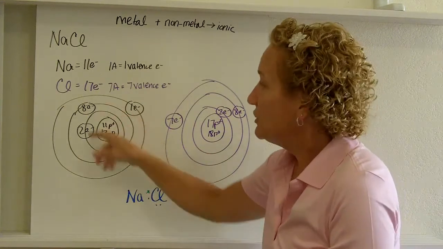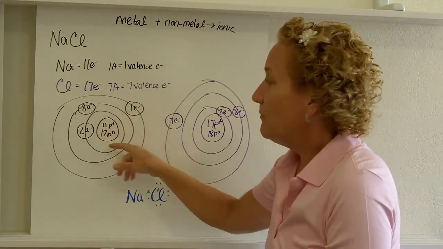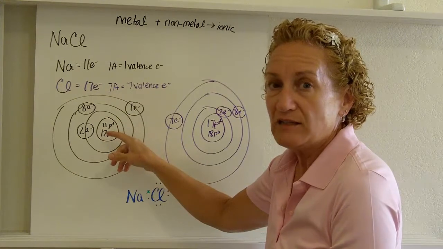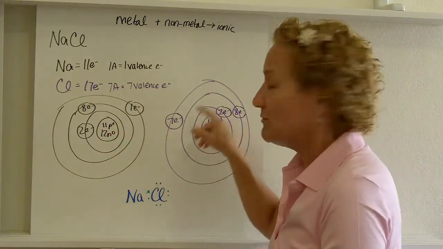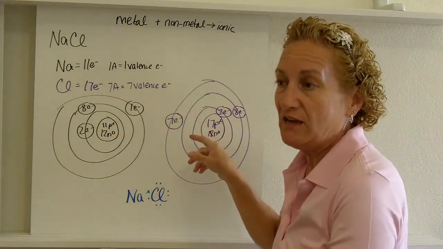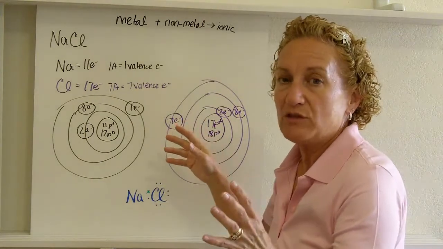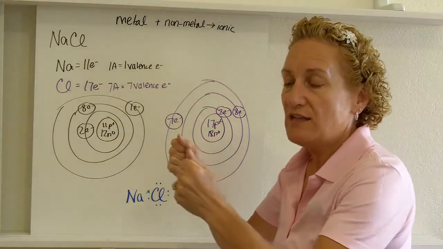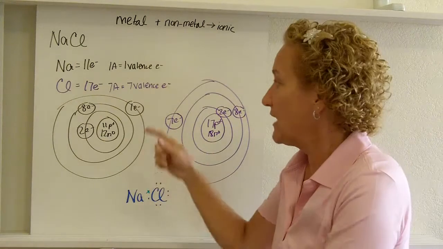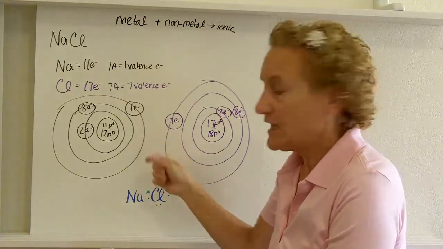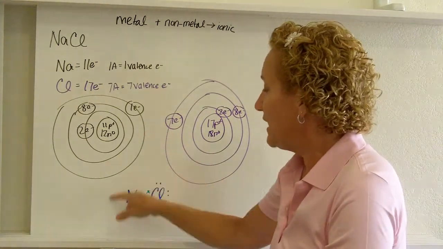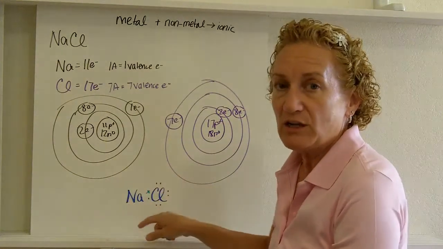They're both happy. But sodium has now more positives than negatives. It's going to have a positive charge. Chlorine has more negatives than positives. It's going to have a negative charge. And remember way back when we talked about magnetism and opposites attract? Well, a negative and a positive want to stick together, and that's what they do. They stick together.